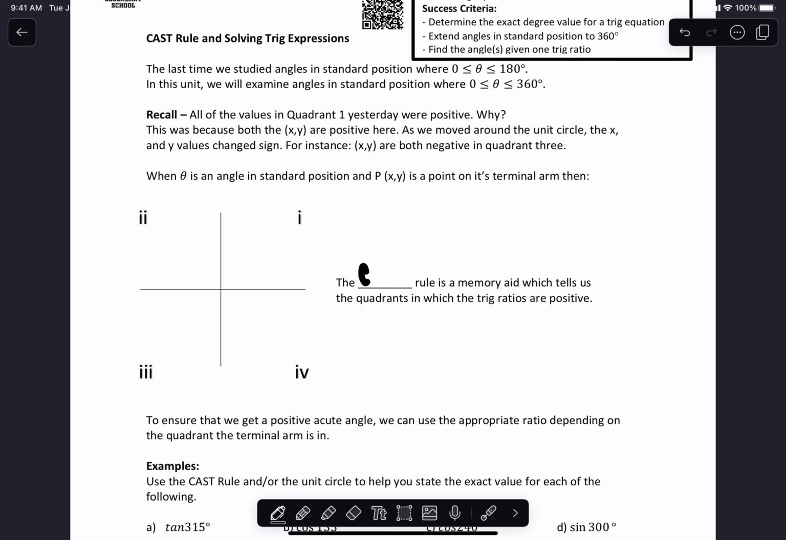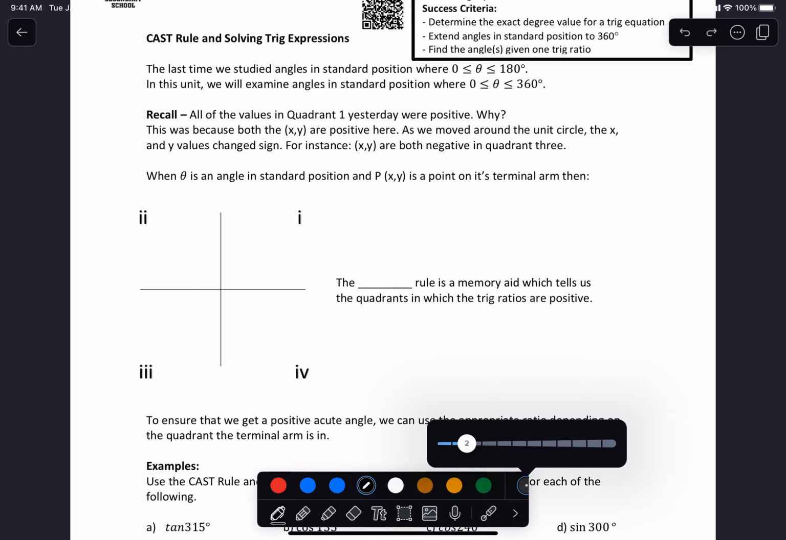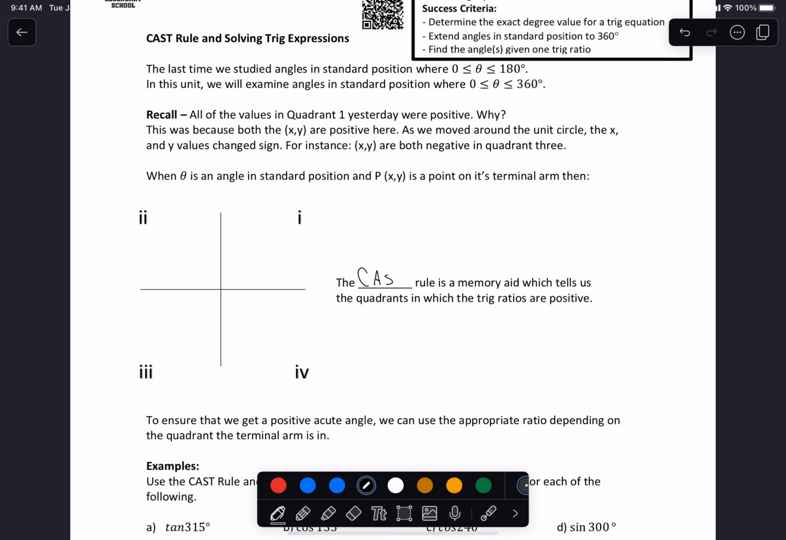And so we arrived at something called the CAST rule, where the CAST rule said, down here, we'll start in quadrant 1. All trig ratios are going to be positive, and that's because the x component is positive. I've got positive x, positive y. So anything up in here is going to have an x component that's positive and a y component that's positive. And so all ratios of side lengths in that quadrant are going to be positive.